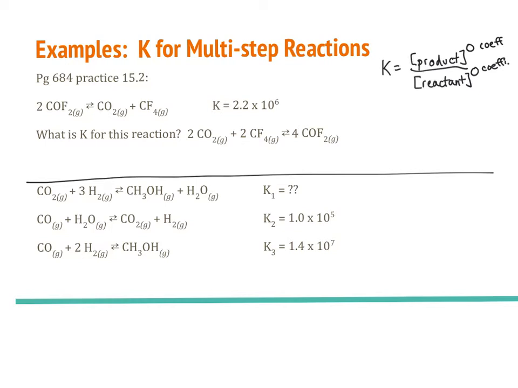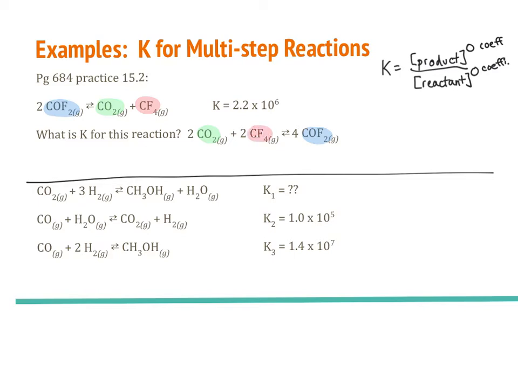So in the first example, we are given a balanced chemical equation, and we're given the equilibrium constant for that balanced chemical equation. And we're asked, okay, if the K for this original equation is 2.2 times 10 to the 6, what would the K be for this related reaction that comes after? And so I have to figure out how those two reactions are related. So I'm looking for where things are in common. So I notice COF2 is here and COF2 is there. So it becomes a product. I notice that CO2 is a product here, but a reactant here. And I notice CF4 is a product where it's a reactant in the second one.